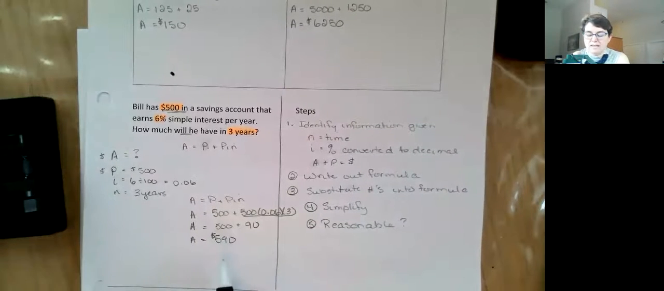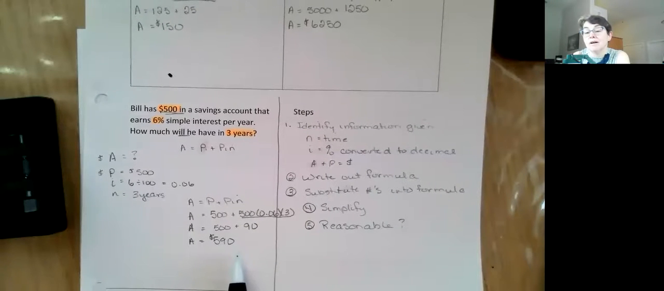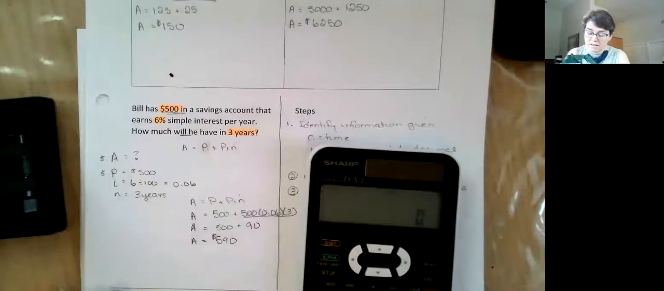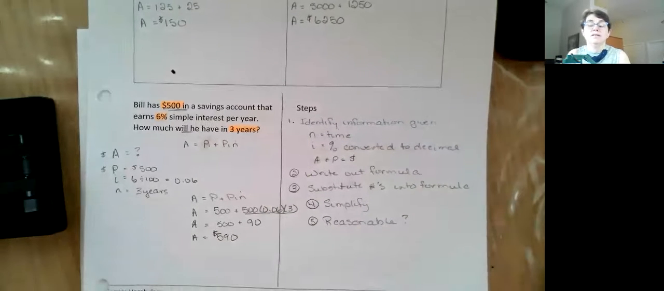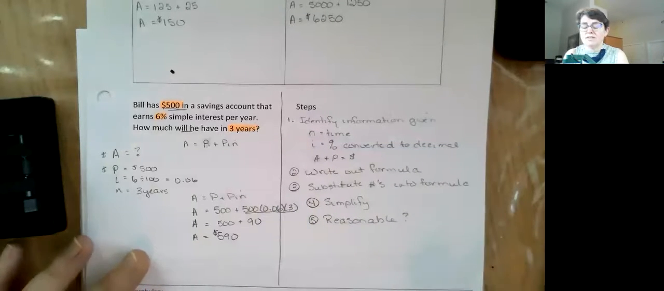For example, if I did this math and somehow ended up with less than $500, something went wrong, right? Because if I'm putting money in the bank, I'm hoping that 3 years later I'm going to have more money. On the other hand, let's say I forgot to convert to a decimal: times 6 times 3, $9,000. I hope you would recognize that if you put $500 in an account and leave it there for 3 years, you're not going to end up with $9,000 plus the original 500. That's just way too big. So always do a quick check.